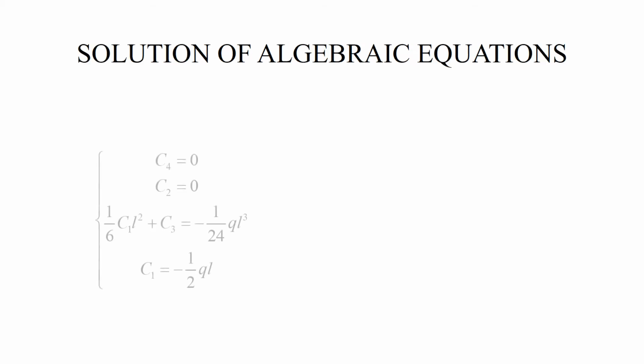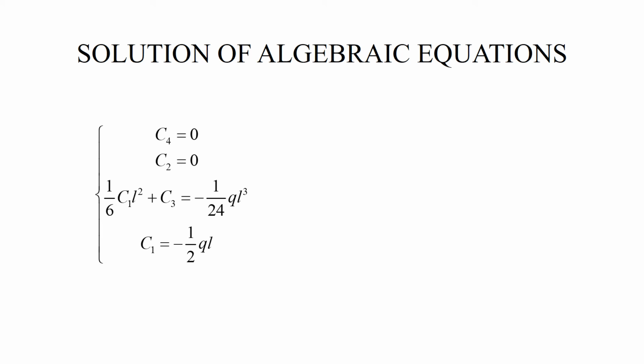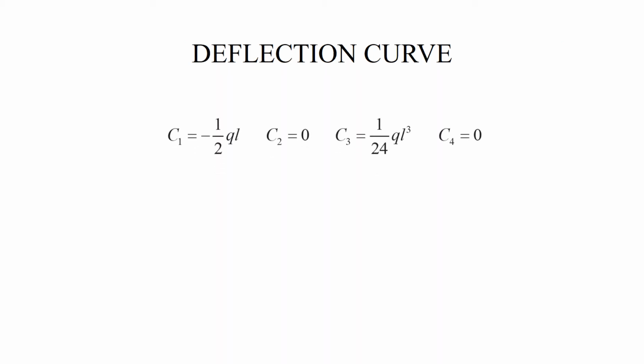Now we can solve them. So these are my four equations, rewritten and slightly simplified. All I have to do now is to solve for the constants, and these are the constants that I obtain. And now I can simply go back and reconstruct, using these constants, the entire deflection.